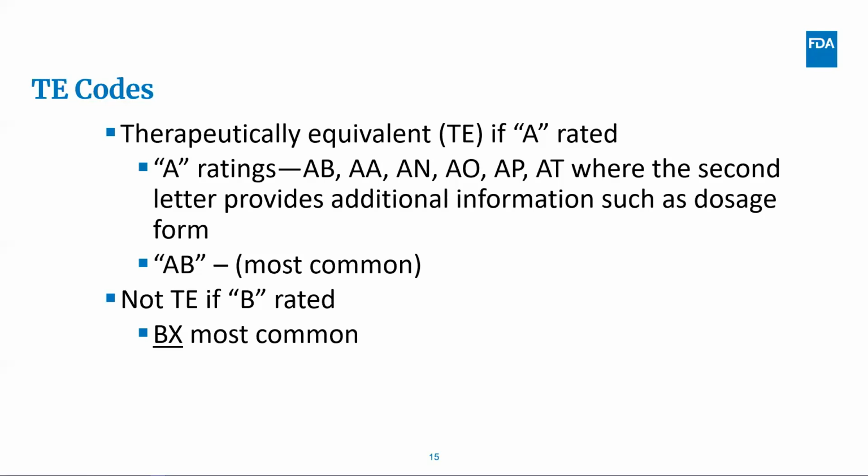Our second group of TE codes are the B ratings. These also have multiple ratings such as BC, BD, BP. However, the most common one you'll see in the B group is BX. And you can find more information about the different TE codes used in the Orange Book and their definitions in section 1.7 of the preface.